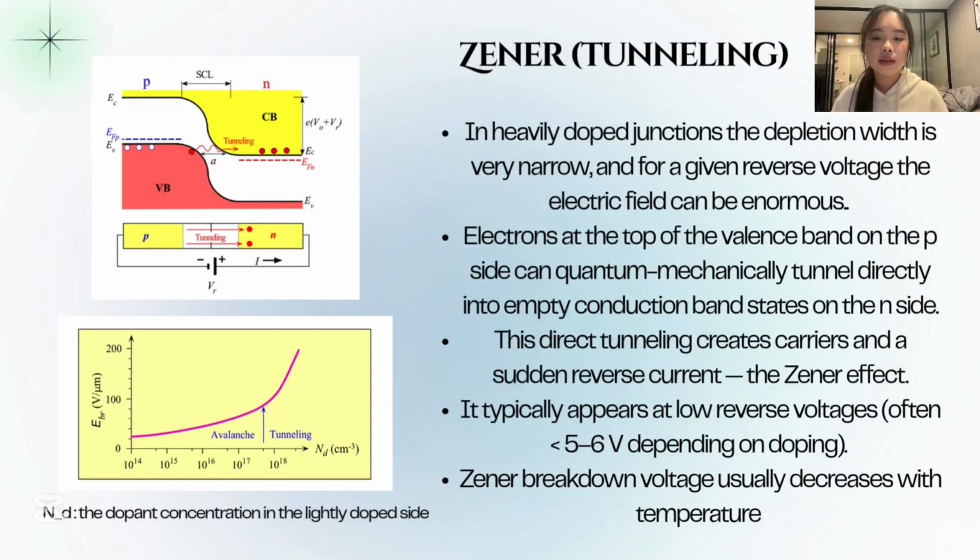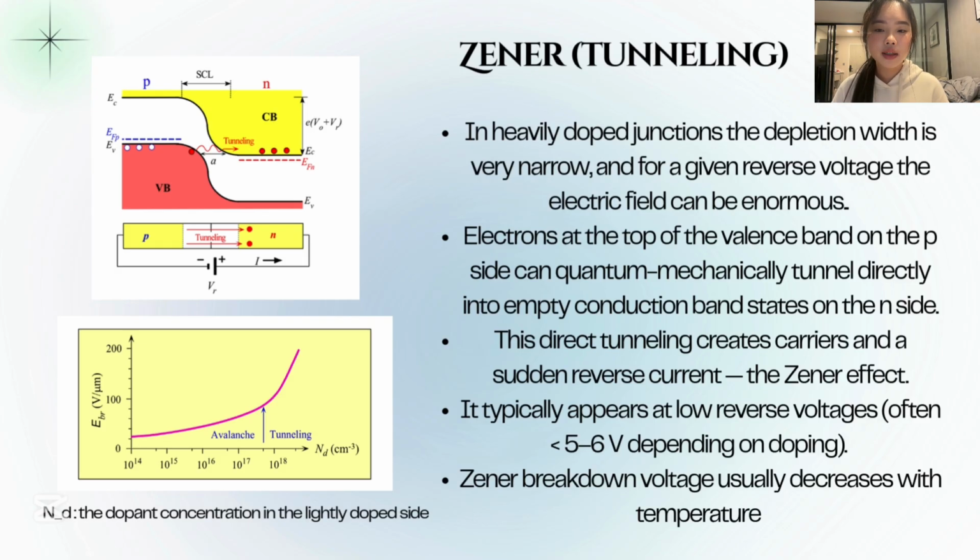The other one is Zener tunneling. In heavily doped junctions, the depletion width is very narrow, and for a given reverse voltage, the electric field can be enormous. Under a strong field, electrons at the top of the valence band on the p side can quantum mechanically tunnel directly into empty conduction band states on the n side. This direct tunneling creates carriers and a sudden reverse current.